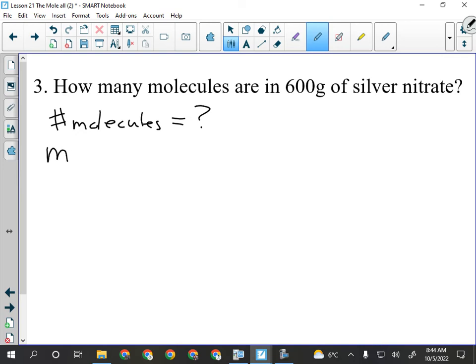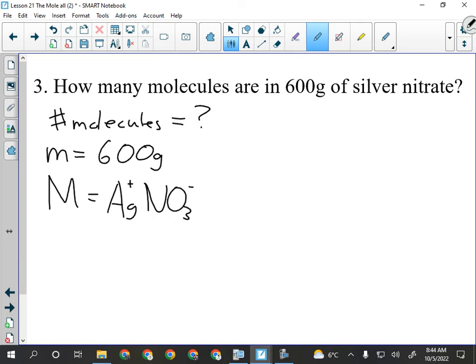I'm given the mass, 600 grams. So I'm given little m. And I'm always going to be given, or at least given the ability to calculate, molar mass, big M. And I'm given that in this question because they tell me the material is silver nitrate. Silver's a +1. Nitrate is a -1. That compound is good the way it's written.